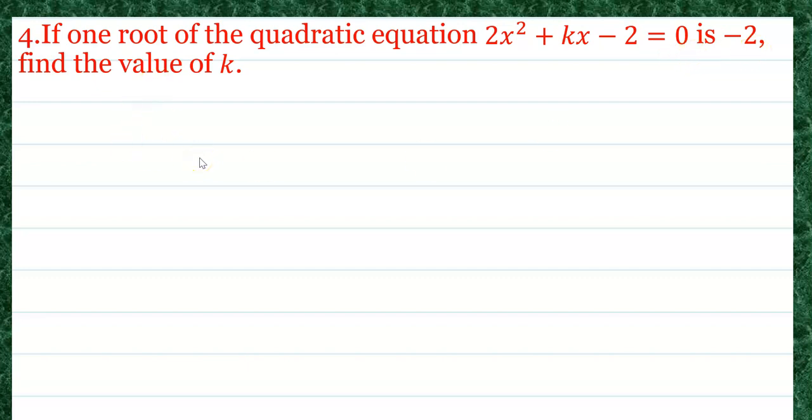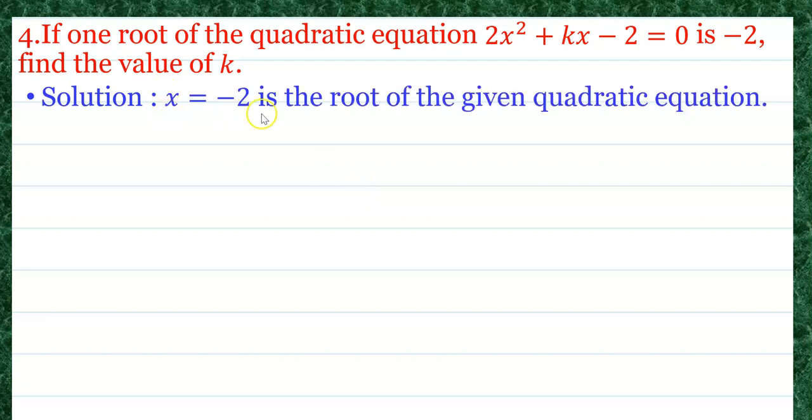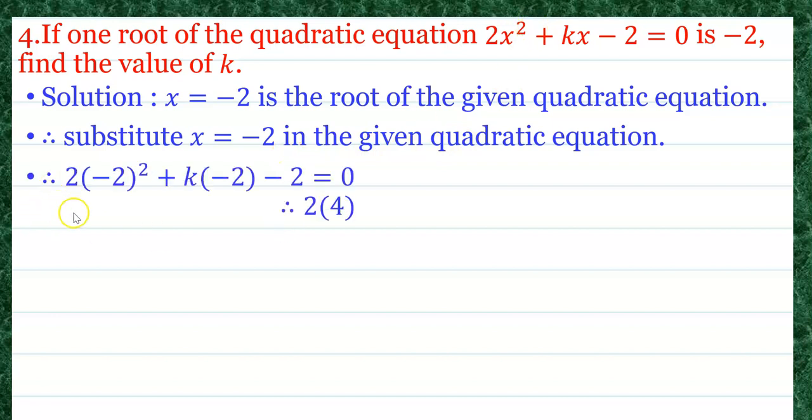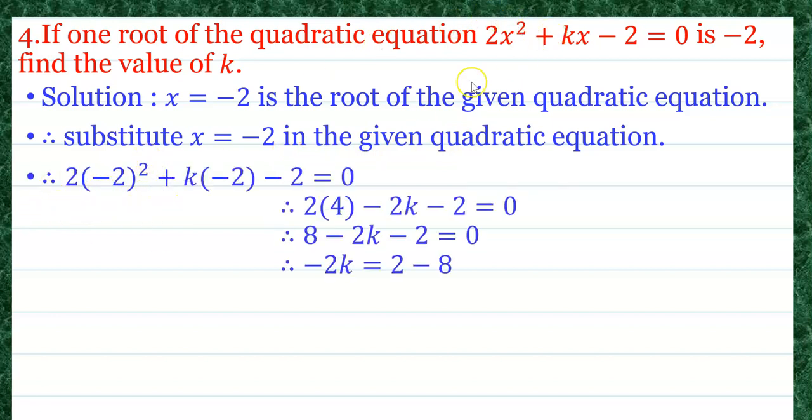या टाइपचा प्रश्न मल्टिपल चॉइस मध्ये पण गेलेला आहे. इथे x is replaced by minus 2 करणार आणि इथे सॉल्व करणार, you will get the value of the k. बघा आता x is equals to minus 2 is the root of the given quadratic equation. Okay, and substitute the x is equals to minus 2 in the given quadratic equation. यात ते टाकणार आपण, that is a 2 in bracket minus 2 square plus k into minus 2 minus 2 is equals to 0.